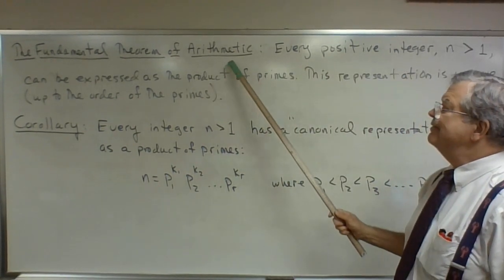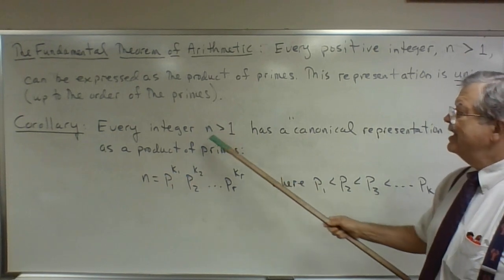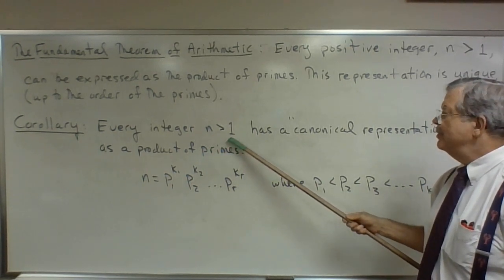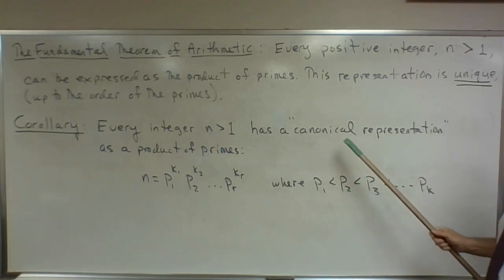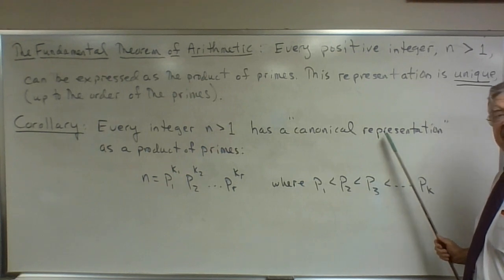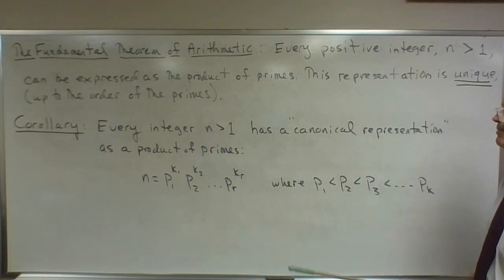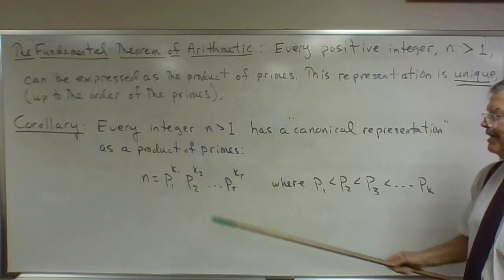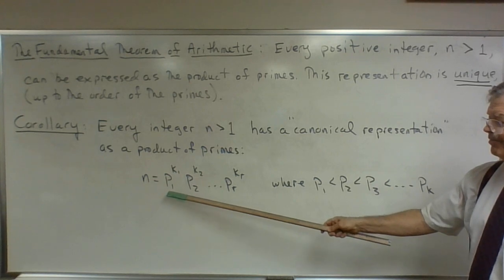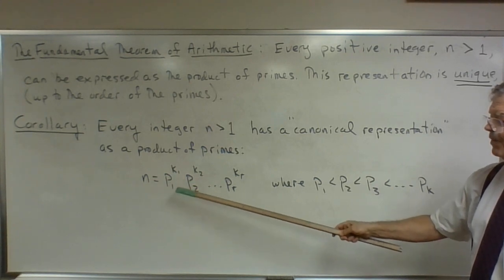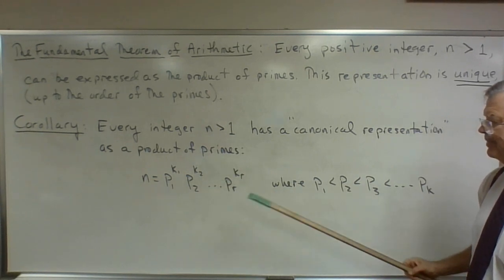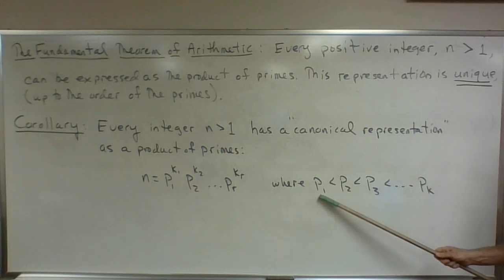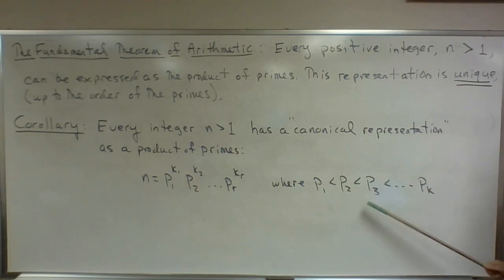Here's a corollary to the fundamental theorem of arithmetic. Every integer n greater than 1 has a canonical representation, or generally accepted and preferred representation, as a product of primes: n equals p1 to the power of k1, p2 to the power of k2, etc., where p1 is the least of the primes, p2 next to the least, and so forth.